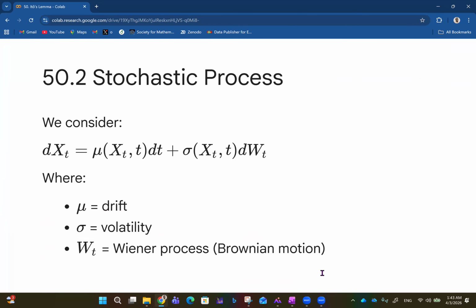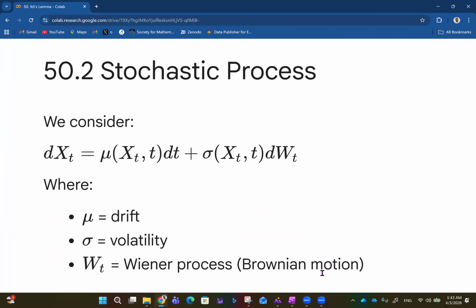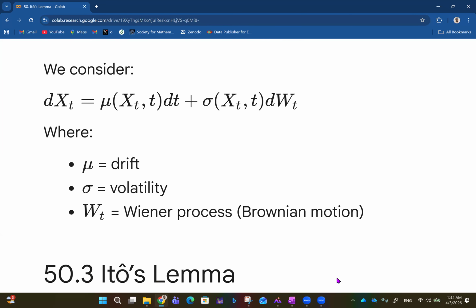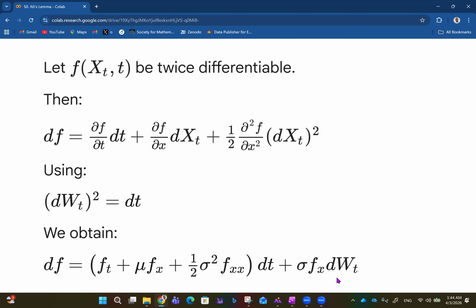Since this is the stochastic version, let's remind ourselves what a stochastic process can look like. We consider dX_t equals mu(X_t, t) dt plus sigma(X_t, t) dW_t, where mu is the drift and sigma is the volatility, and W_t is the Wiener process, or Brownian motion, and that is what adds the stochasticity to the whole thing. And then we have Ito's lemma.